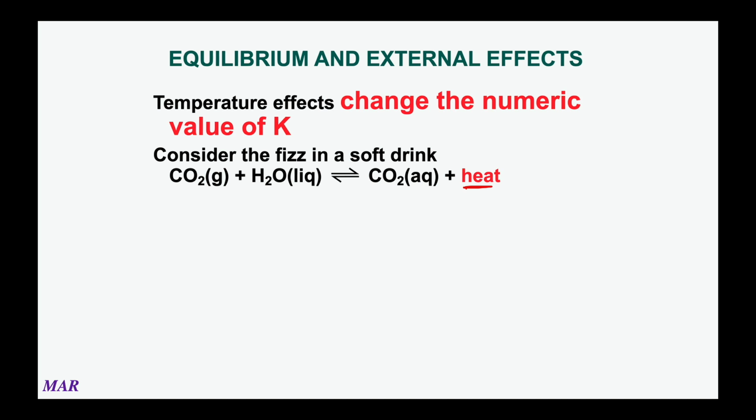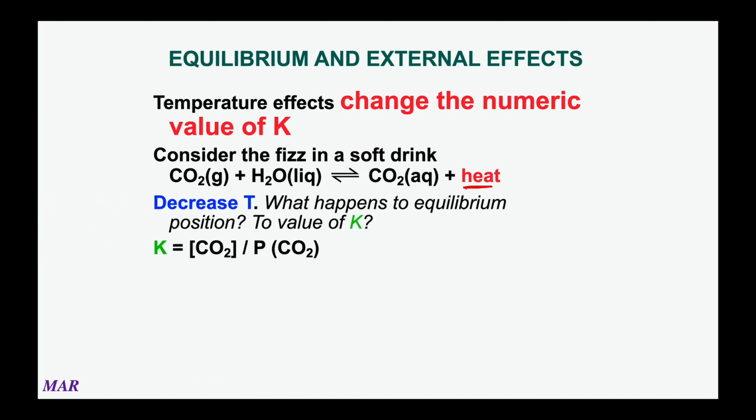Just as a quick recall from earlier chemistry classes, if heat is a product, if it's exothermic, the sign of delta H is negative. On the other hand, if heat was a reactant, it would be endothermic and the sign of delta H is positive. So anyway, knowing all of that, let's say that we're going to decrease the temperature.